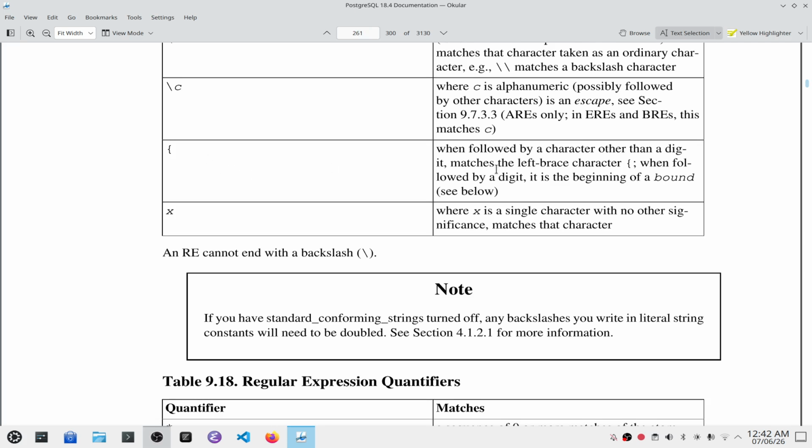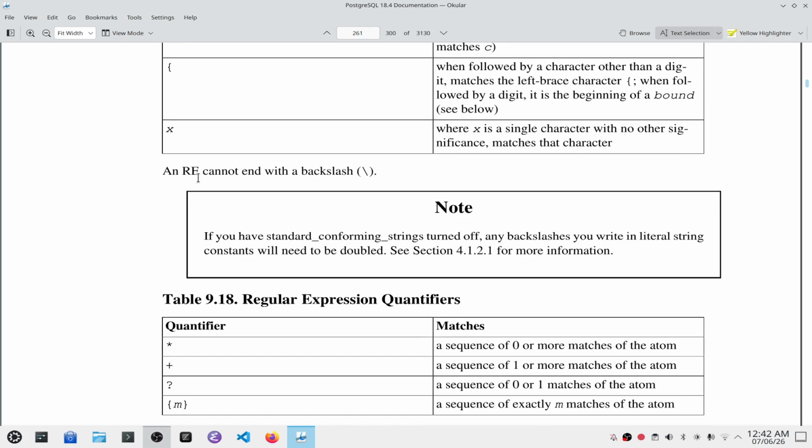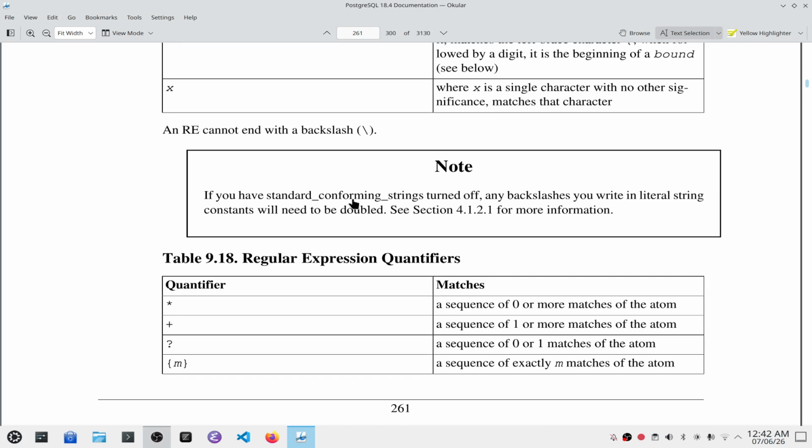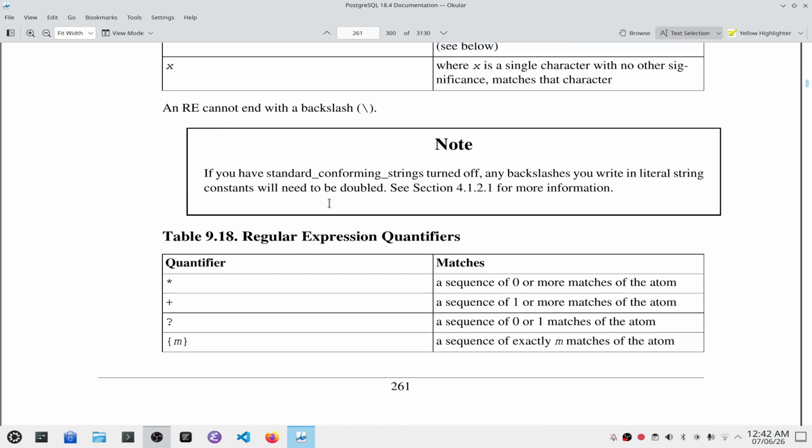Then we have the left brace: when followed by a character other than a digit, it matches the left brace character. When followed by a digit, it is the beginning of a bound. x, where x is a single character with no other significance, matches that character. An RE cannot end with a backslash. If you have standard_conforming_strings turned off, any backslashes you write in a literal string constant will need to be doubled.